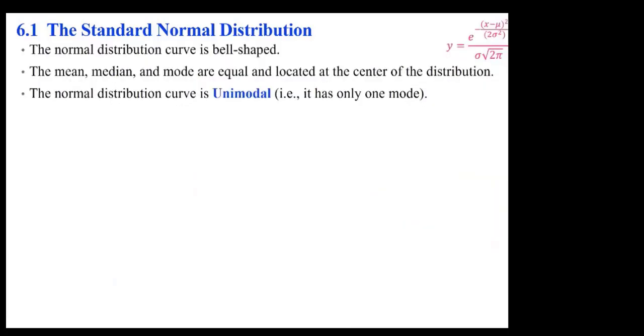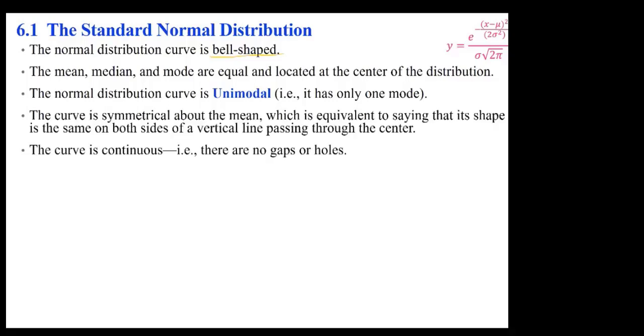Normal distribution is bell-shaped. The mean, median, and mode are equal and located at the center of the distribution. The normal distribution curve is unimodal. It has only one mode. The curve is symmetrical about the mean, which is equivalent to saying that its shape is the same on both sides of a vertical line passing through the center.